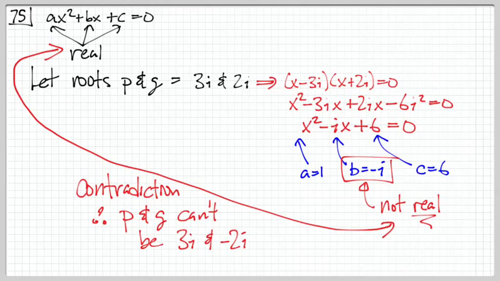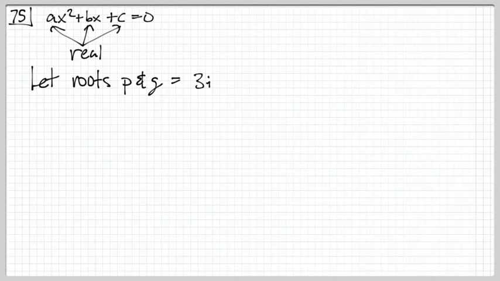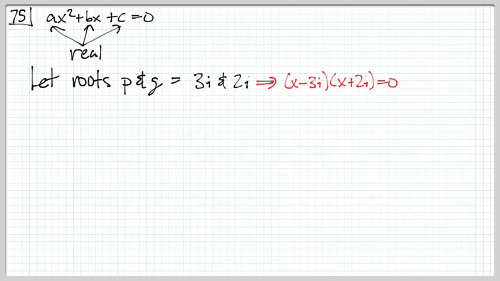Okay, the 75, let me just back it up a little bit. The problem states the following, that we have this equation, A, B, and C are real, and it's saying prove that this cannot be a possible root in this case. So what we're going to do is we're going to use the concept of intercept form, and create this equation where when we multiply x minus p, x minus q together, we get 0.